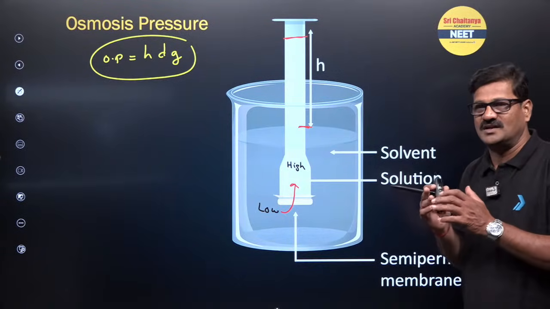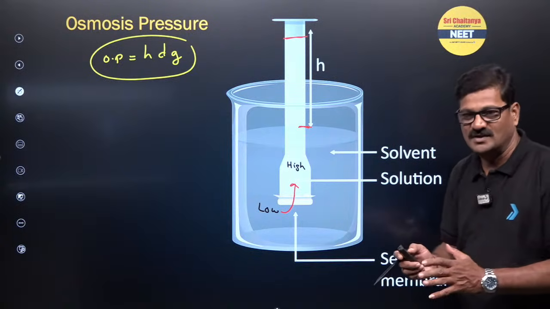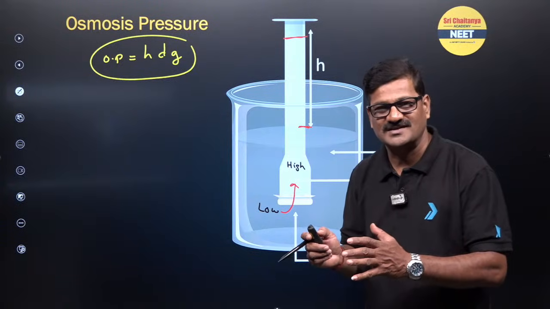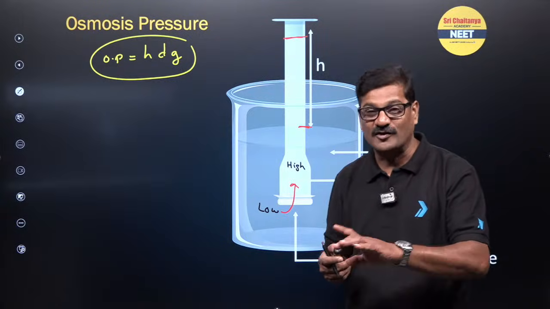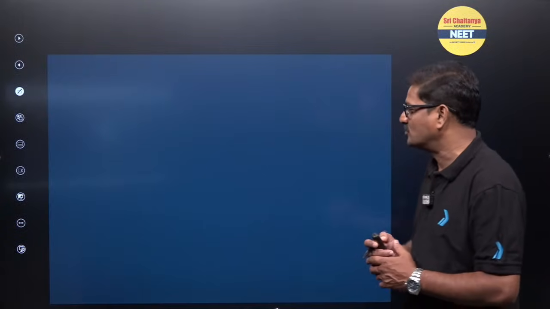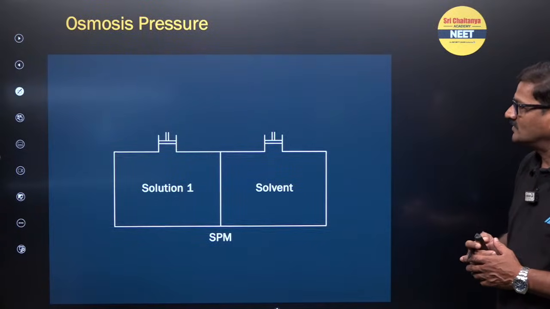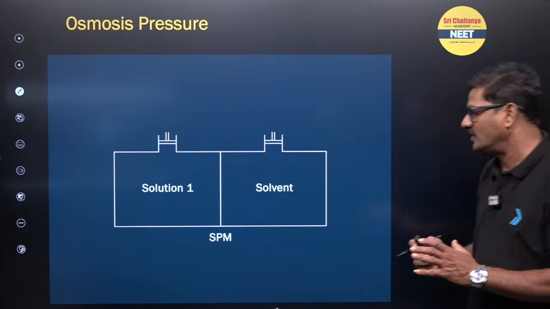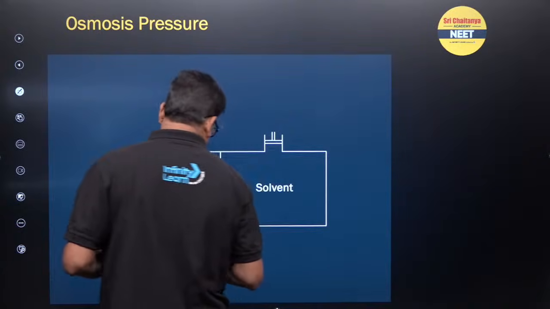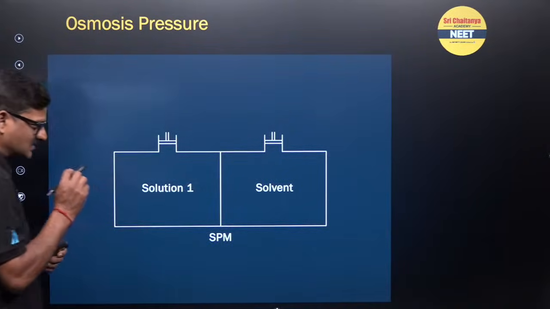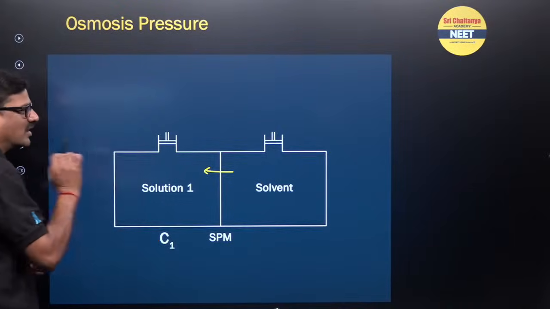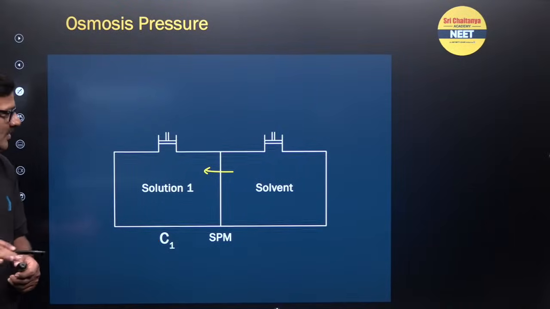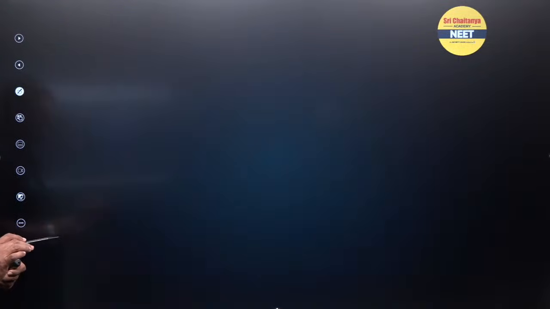Osmosis is a process and osmotic pressure is a colligative property. Osmotic pressure is a colligative property, osmosis is not a colligative property. Bacho, here you can see the solution and the solvent. Generally, the solvent migrates from here to here. This is a normal osmosis. But what happens now?